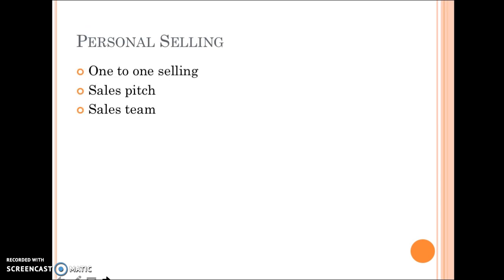Another tool that you can use is personal selling. This is one-to-one selling, when generally there's a sales pitch that's designed and a sales team who has to execute the sales pitch. Personal selling is very important, especially in one-to-one industries like the financial industry, where personal selling is used a lot.